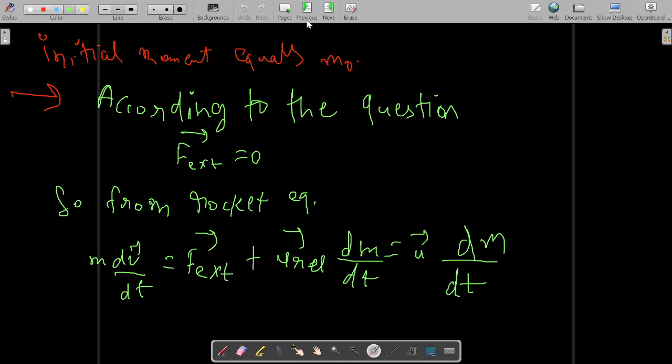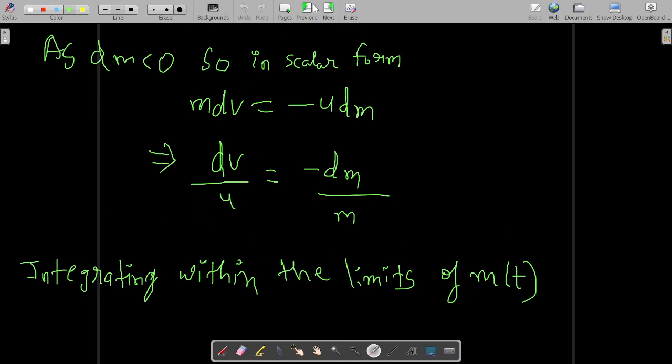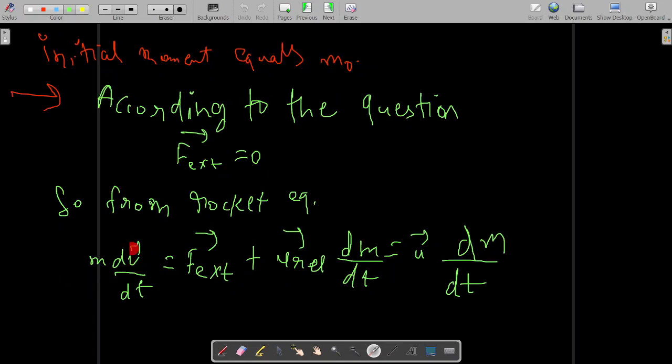Now when you remove the vector sign from here, and from here, suppose, then what do you do? You put the negative sign in the front. Why do you put a negative sign in the front? Because you know this very well, that your u will be negative, and your dm is also negative. So negative and negative will be positive, right? So that's why you put a negative sign over here.